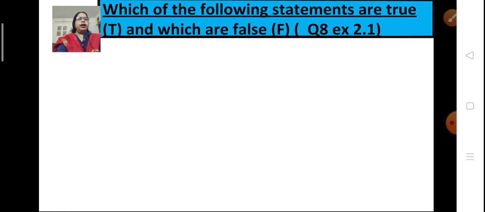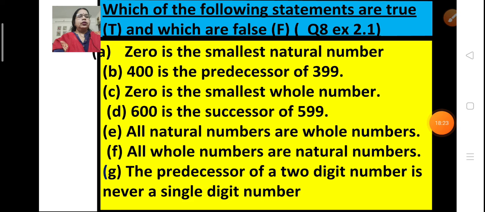So, we have to see what is the next question. It is true and false based on the exercise on the properties of whole numbers from exercise 2.1. Question 8. We have all discussed it earlier while doing the chapter. Once again we will do it. So, first one, 0 is the smallest natural number. Is it right? No. 1 is the smallest natural number, isn't it?